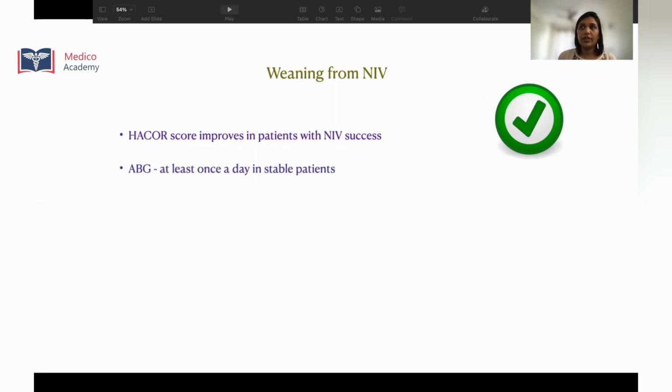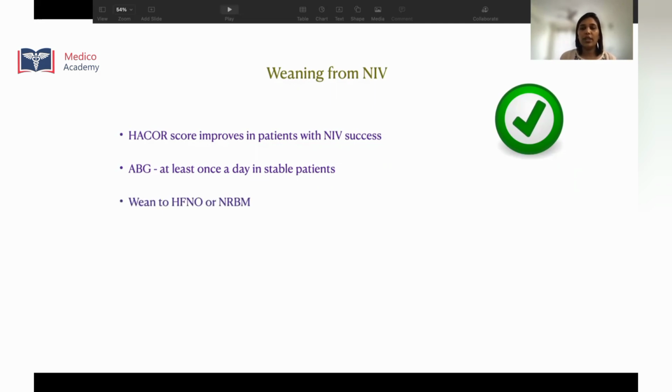And once the patient is stable on NIV, an ABG should be done at least once a day. Prior to that, you can do it as per the clinical requirement. You can do it once in 2 hours or once in 4 hours to see if the patient is improving or if the patient is worsening. So after that, once the patient is stable, at least once a day, ABG is required along with continuous monitoring of the vital parameters.